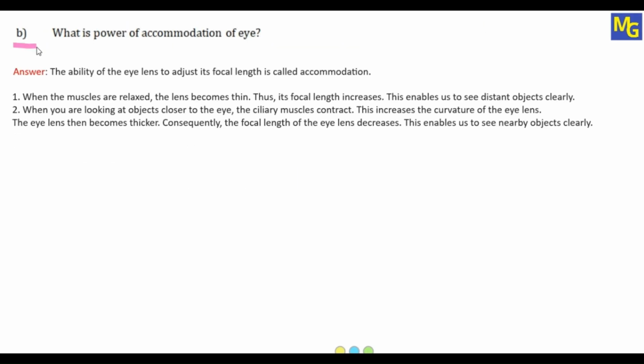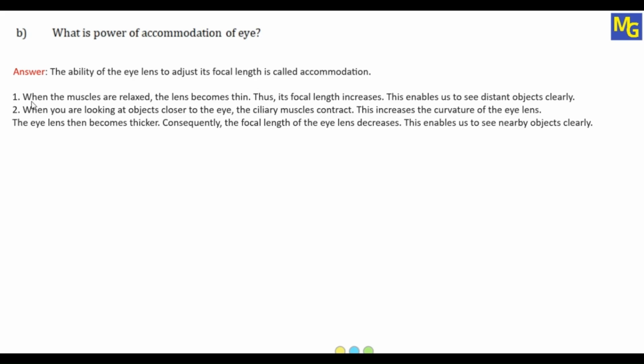Now the next is B from earlier question, that is 8th question. What is the power of accommodation of eye? Means our eye can see the objects which are present nearby or far. So how will it adjust the lens of the eye so that we can see the object present at both nearby as well as far distance? The ability of the eye lens to adjust the focal length is called accommodation. So our focal length will be adjusted to see the object present at near or far distance.